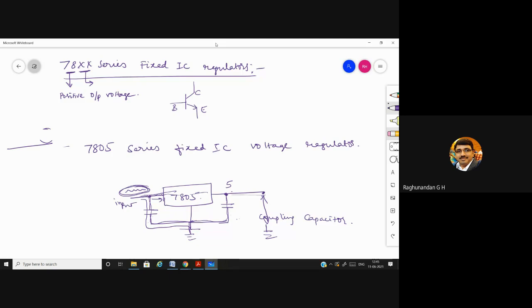78 indicates a positive output voltage. XX indicates how much voltage it can give. This 05 indicates this IC is going to give a 5 volt output even with variation in the input. The input might go to 10 volt, but this is going to give only 5 volt. So this is about this particular chapter, and we are done with it. We have some problems, so we can solve those problems and then go to the next module.